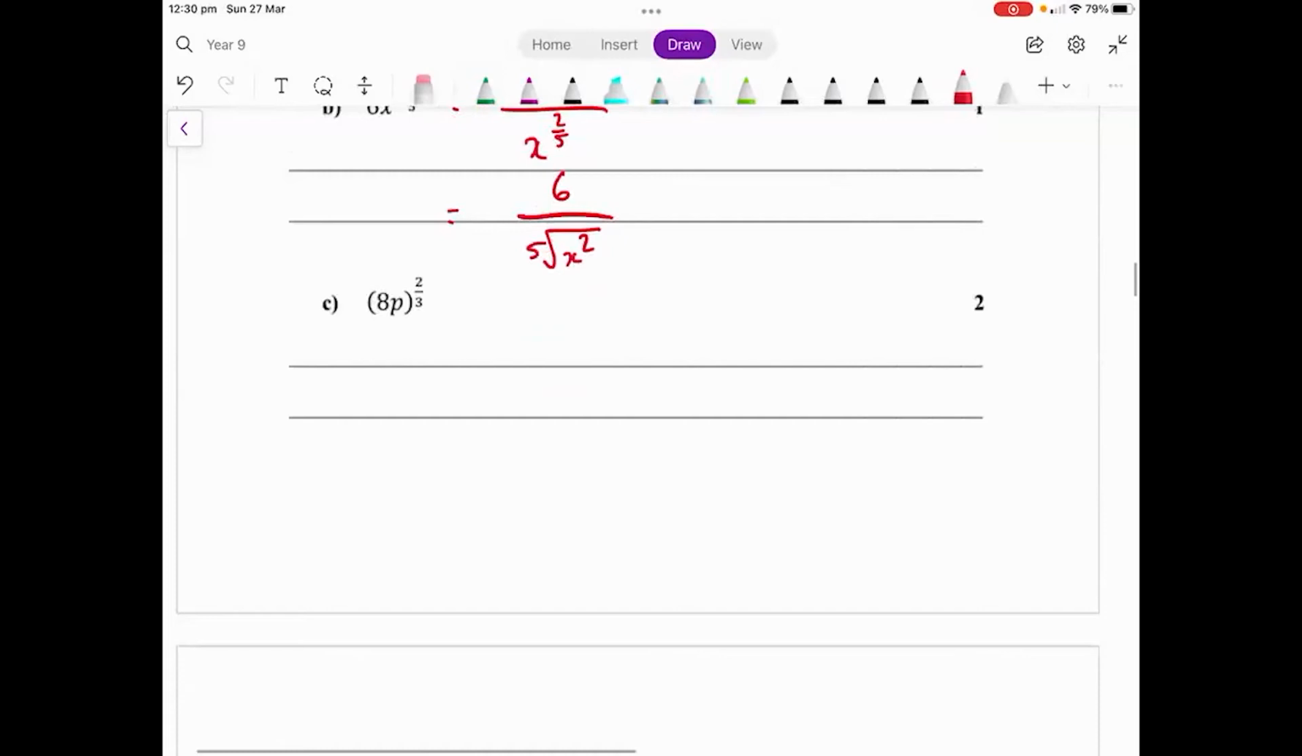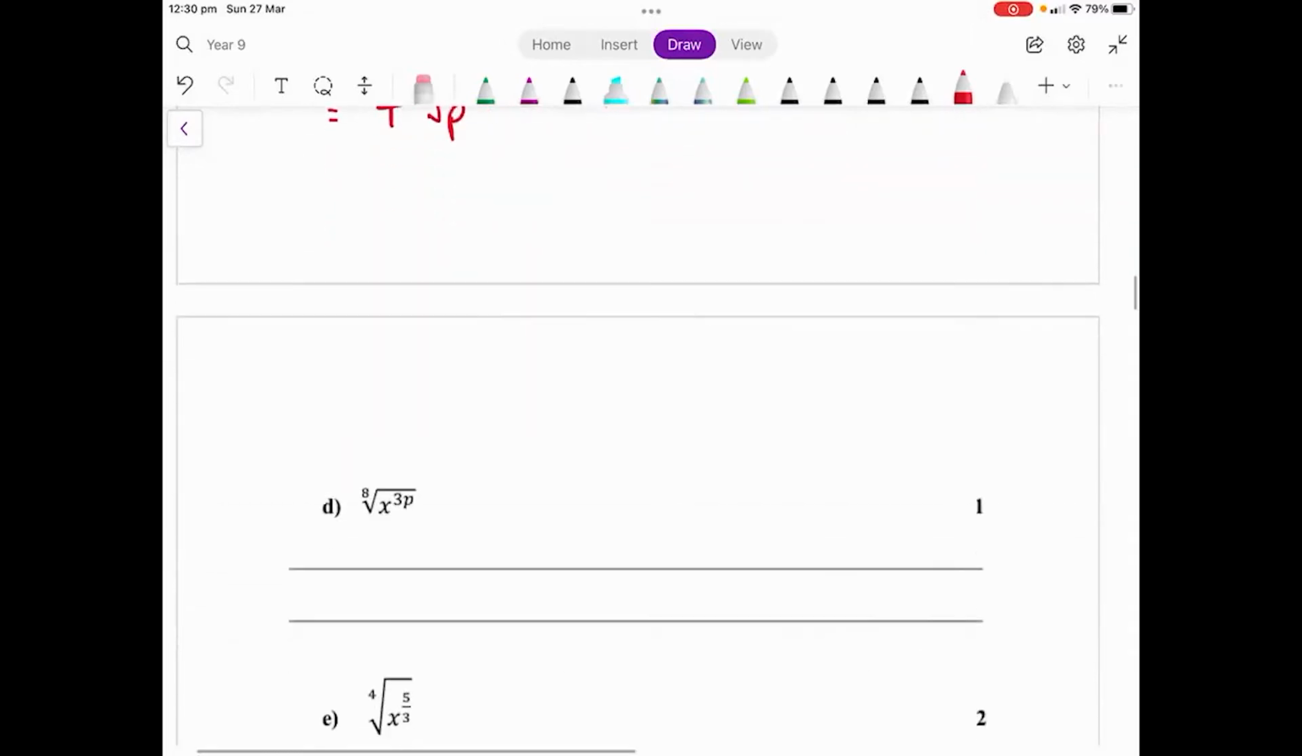Question C, we have 8p in brackets, all to the power of 2 over 3. We expand those brackets. That gives us 8 to the power of 2 over 3 and p to the power of 2 over 3. Putting 8 to the power of 2 over 3 in our calculator gives us 4. Or you can take the third root, which is 2, and square it. So that also gives us 4. And for p to the power of 2 over 3, 3 is on the denominator, so it's the third root, and 2 is the numerator, so it's p squared.